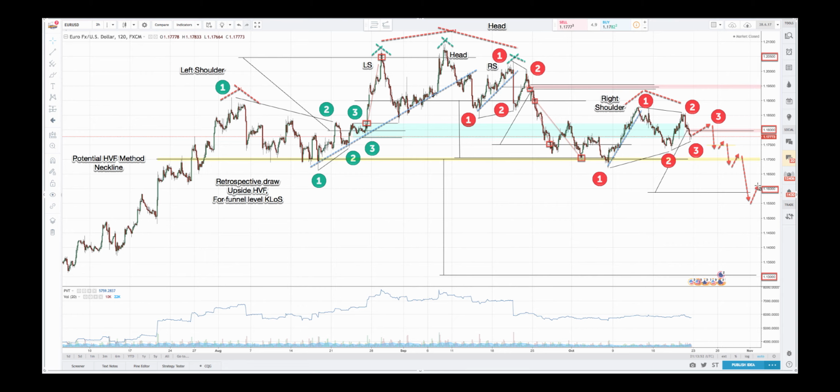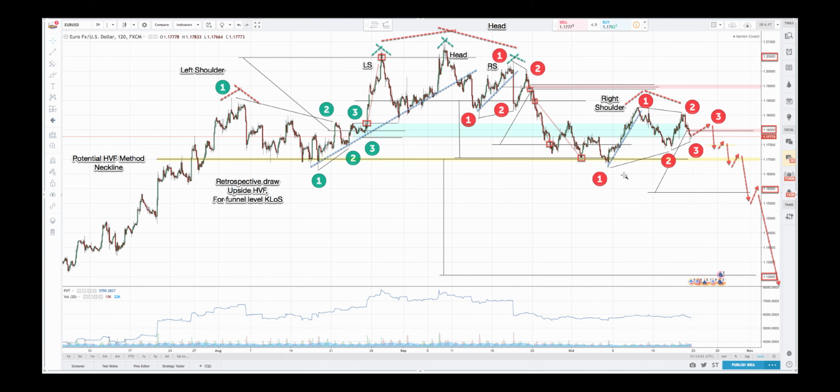But anyway, that little rally aside, we would then probably get the eventual completion all the way down to, wait for it, 113 levels to be run. So that would be the target for me. So that's not a bad trade if you can get it short north of 118 and hold short all the way to 113.